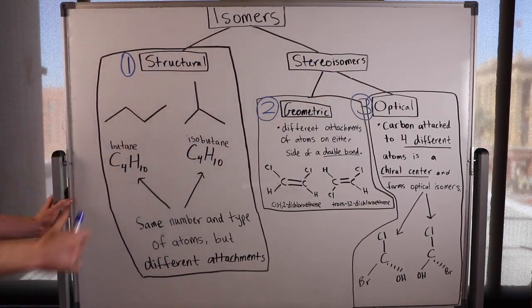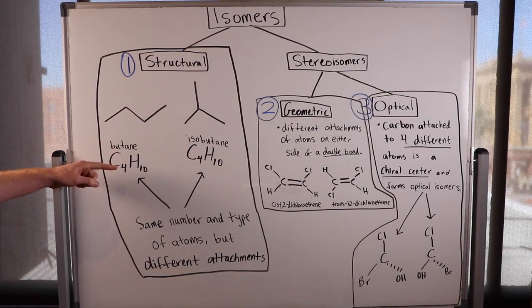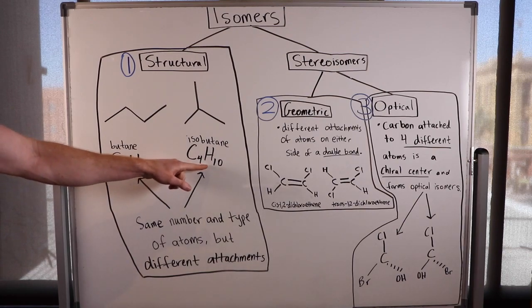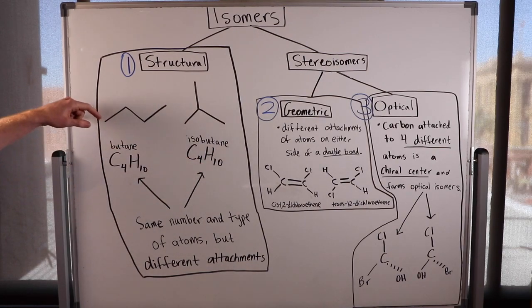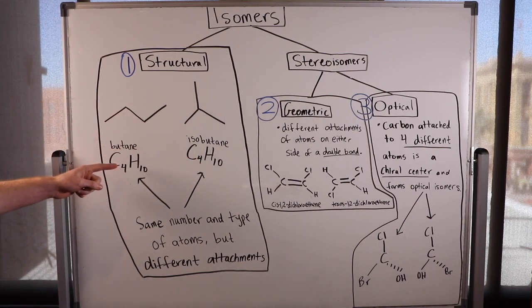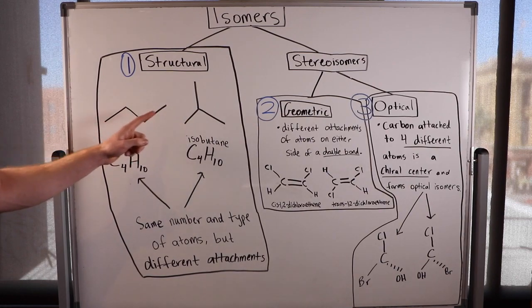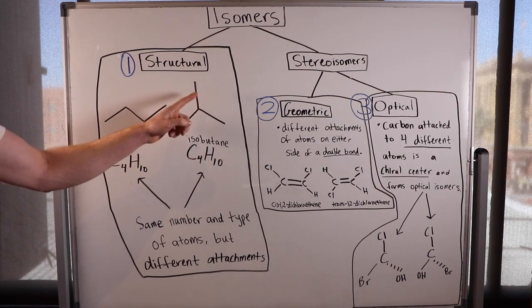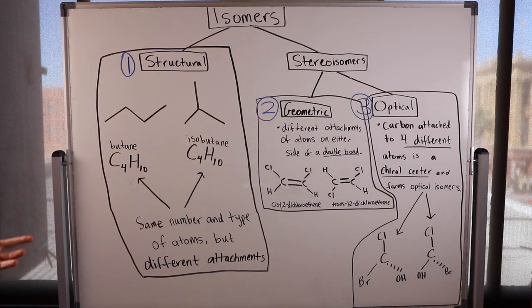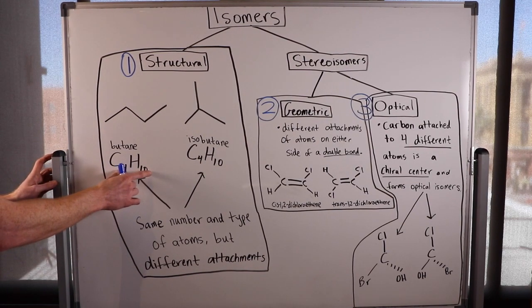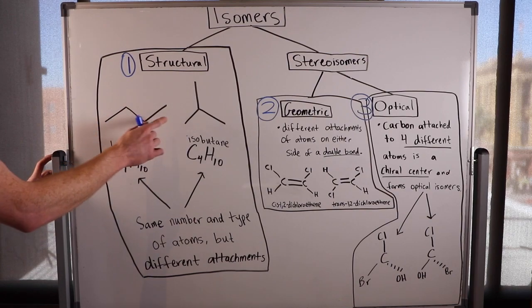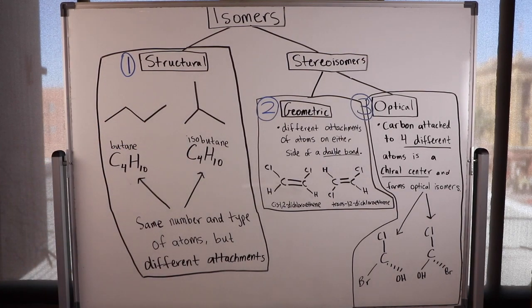Structural isomers are 2 things that have the same exact molecular formula, for example C4H10, but they have different atom-to-atom attachments. So both of these molecules have 4 carbons, 1, 2, 3, 4, 1, 2, 3, 4, but you can see they're connected in different ways. So they're structurally different, although they have the same molecular formula. So this is butane and then isobutane.